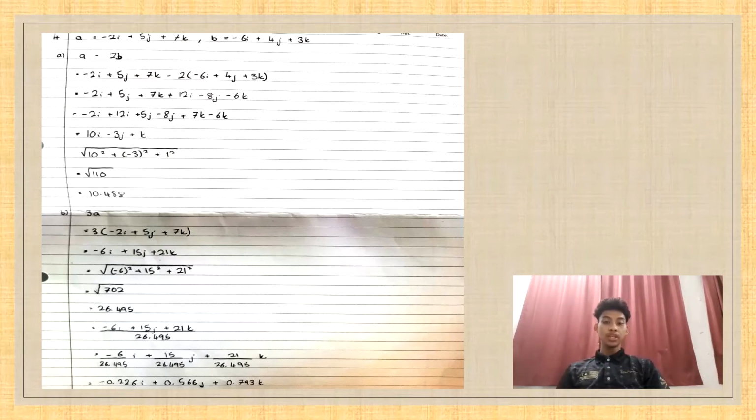For the second question is 3a. 3a becomes 3 bracket negative 2i plus 5j plus 7k equals negative 6i plus 15j plus 21k. We have to square root the negative 6 squared plus 15 squared plus 21 squared, which equals 26.495. After that, we should divide negative 6i plus 15j plus 21k by 26.495. And the final answer will be negative 0.226i plus 0.566j plus 0.793k.